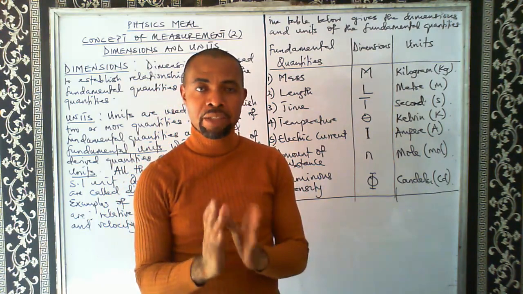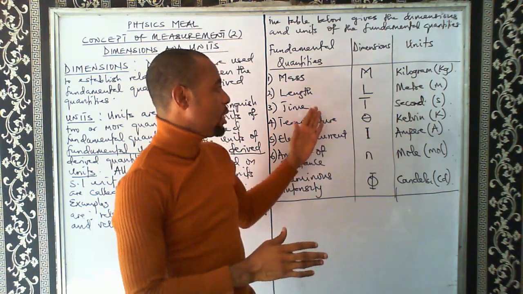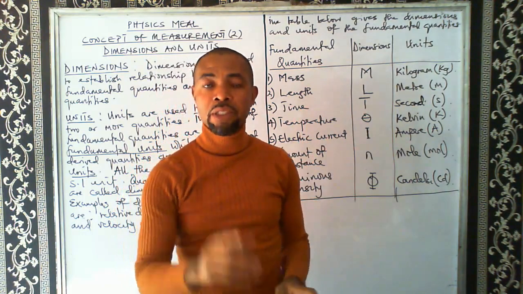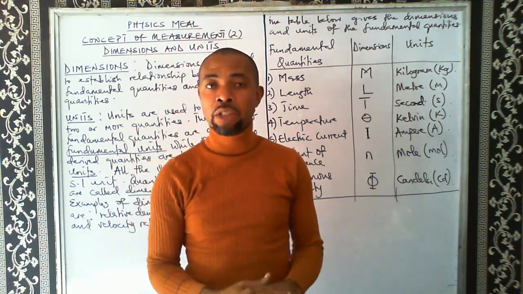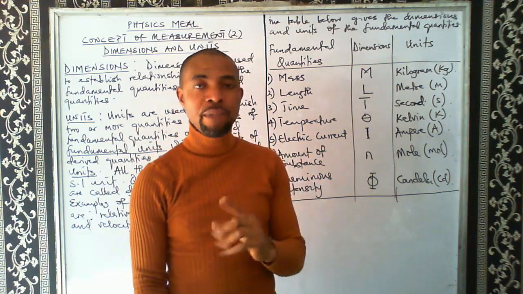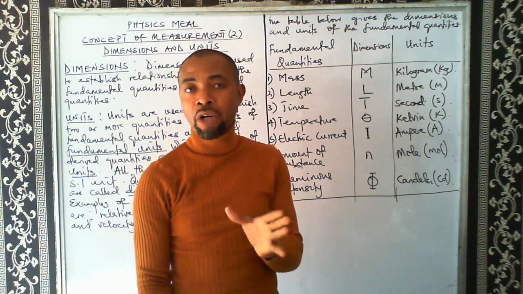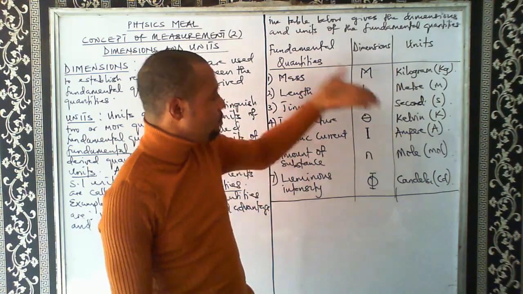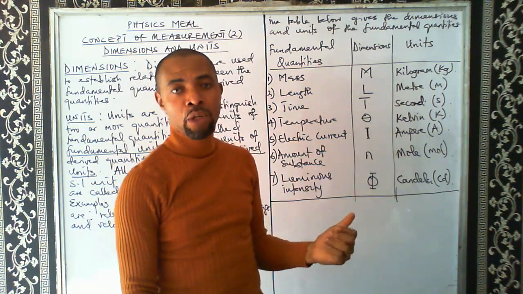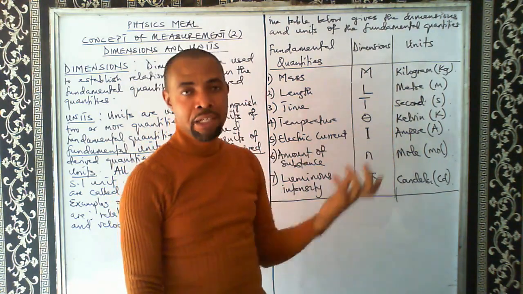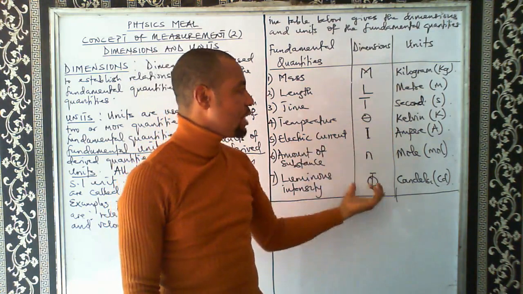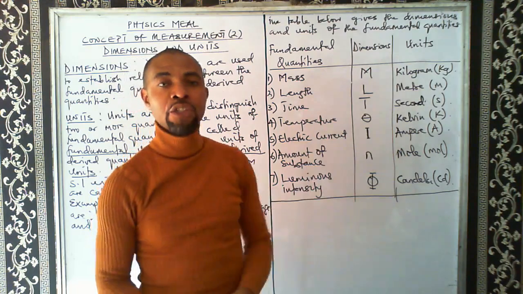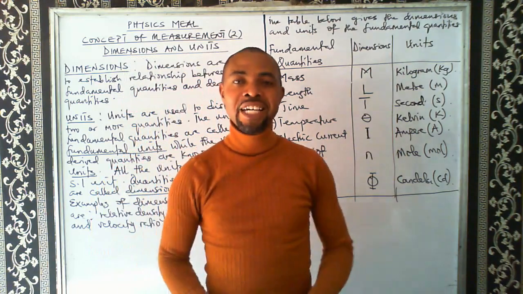Now, one thing is very, very important. Why are we looking at the table of the dimensions and the units of the fundamental quantities? Without this table, we cannot get other dimensions. Remember, we define fundamental quantities as quantities that do not depend on other quantities for their dimension. So they have their own fixed dimension. We are going to use these fixed dimensions of the fundamental quantities to obtain the dimensions of the derived quantities. But that will be in our next video.